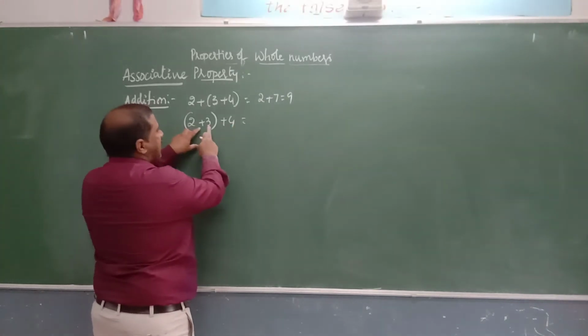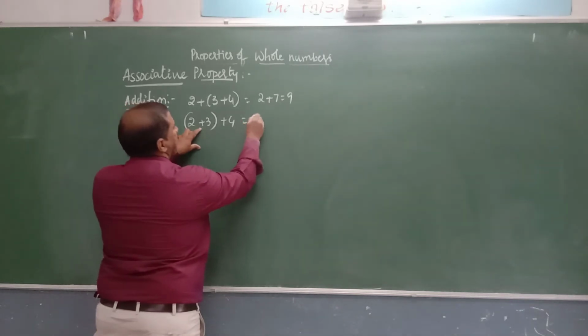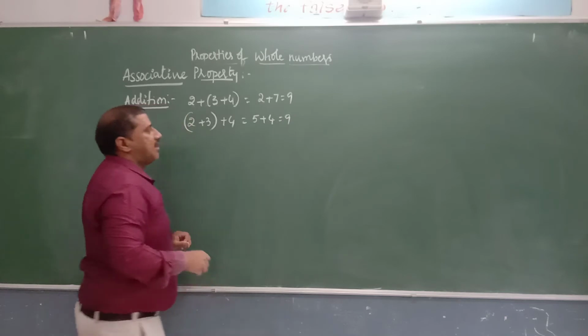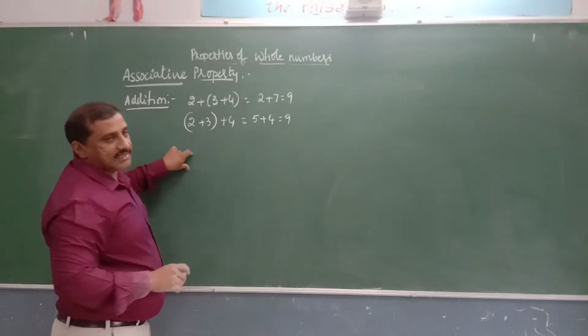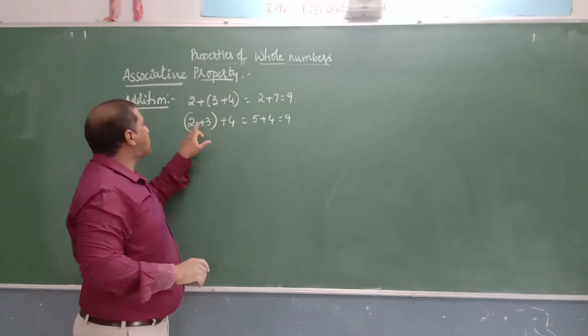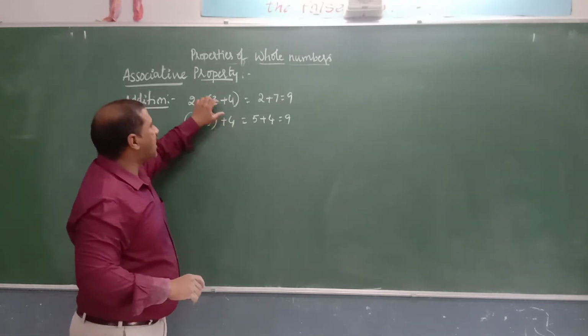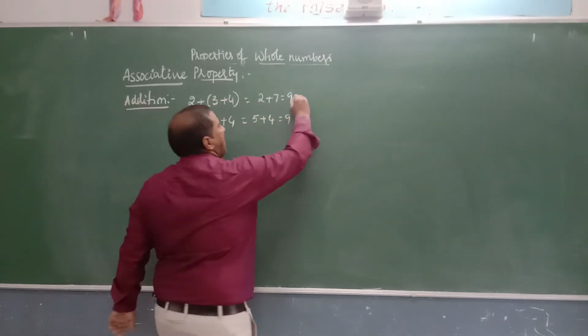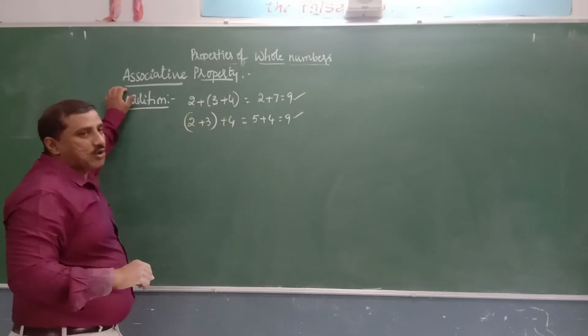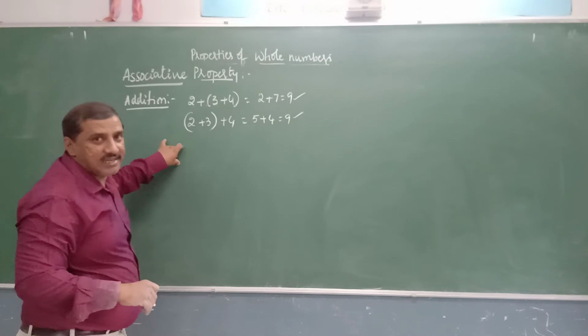So 2 plus 3 is equal to what? 5. Then 5 plus 4 is equal to 9. So in both the cases, that is 2 plus (3 plus 4) and (2 plus 3) plus 4, we got the same sum. This property is known as associative property under addition.